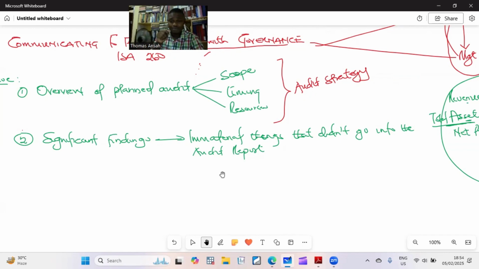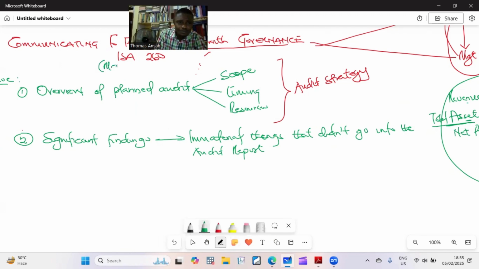Audit, people sometimes make it like it is easy, but it is not that easy. It is easy, but it is not that easy. It's like writing an accounting paper. There are certain principles you should know. Like this one that I've just told you, that if the thing is immaterial, it doesn't go into the audit report. It goes into the management letter, communication to those charged with governance.